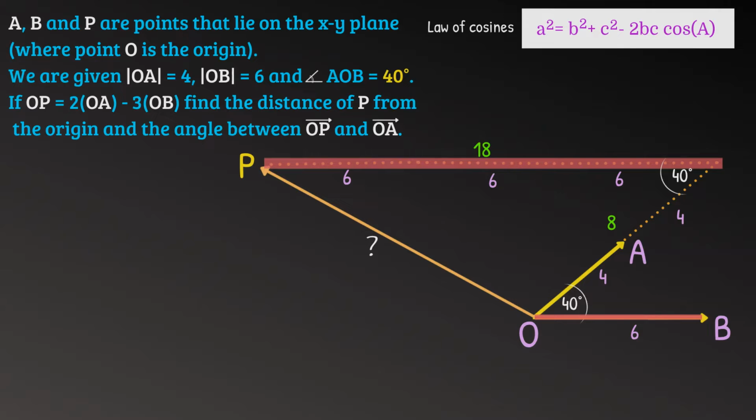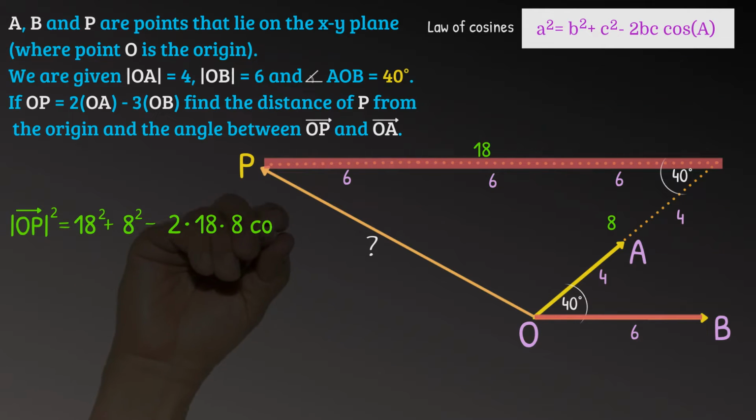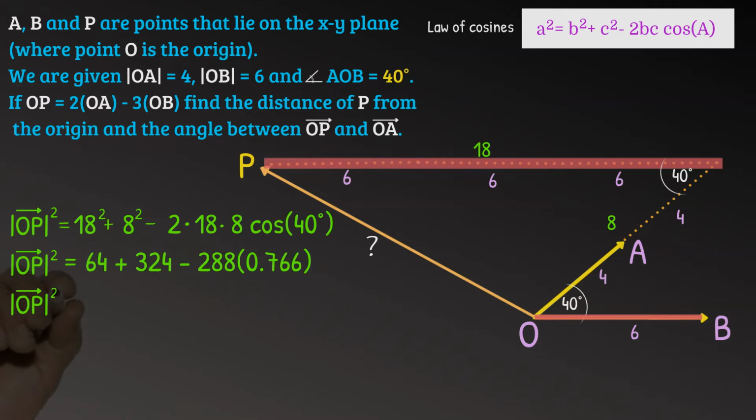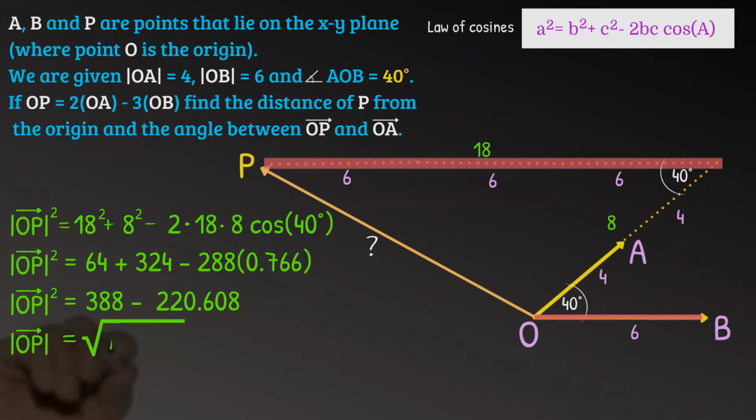And remembering that side A is always opposite angle A, we can put the numbers into the equation and we get the length of OP squared is equal to 18 squared plus 8 squared minus 2 times 18 times 8 times the cosine of 40. And when you put the numbers in, you end up with OP is the square root of 167.392, which is equal to 12.94.